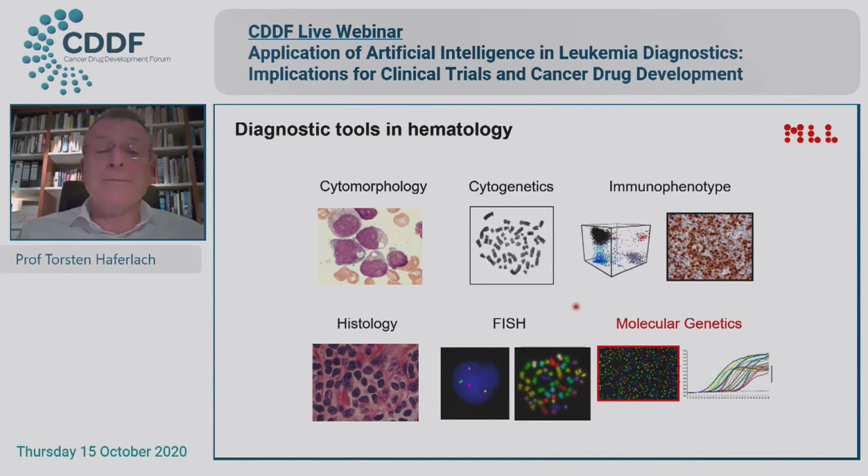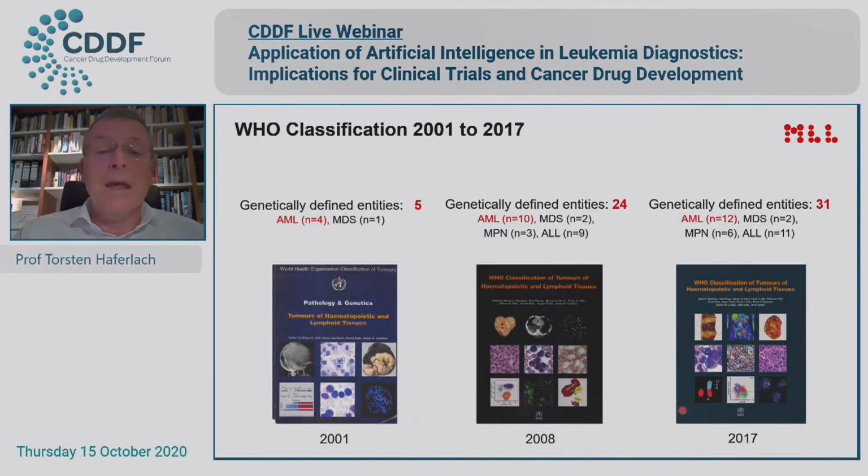Then immunophenotyping. FISH is also able to get a lot of information on the respective genes that are disrupted, gained, or lost. And finally, and this will be the most part of my talk, molecular genetics, this increasing field in leukemia diagnostics and in many other subjects that we deal with today.